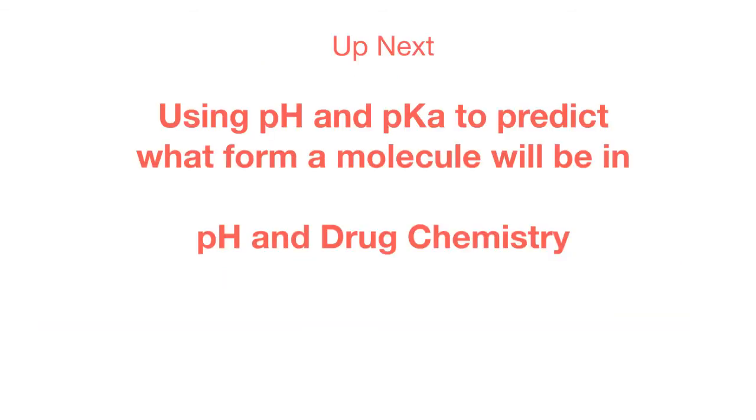So now that we've got a little bit more foundational knowledge about pH and pKa's, we're going to use the pH and pKa's to predict what form a molecule will be in depending on the pH of the environment. Then from there, we can talk about the effects of pH on drug chemistry and how drugs work in your body. So in that case, we'll be able to tie all the knowledge we've learned about acids and bases together into a really interesting biological example. Hopefully that will be fun.